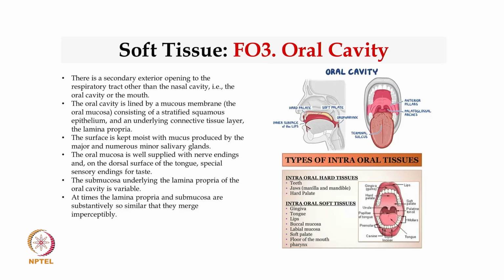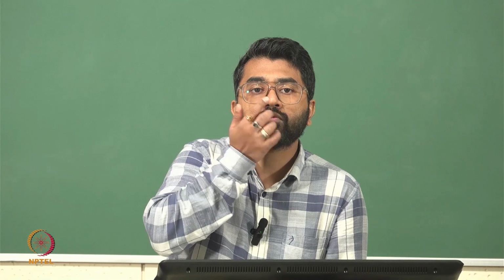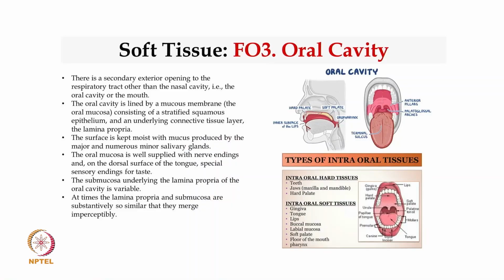So there is a secondary exterior opening to the respiratory tract. Respiration doesn't only happen from the nose, it can happen through the mouth, other than the nasal cavity, which is known as the oral cavity or the mouth, right? The oral cavity is lined by a mucous membrane, known as the oral mucosa, consisting of a stratified, which means layers, squamous epithelium, okay, and an underlying connective tissue layer known as lamina propria, right? So the surface is kept moist with mucus produced by the major and numerous minor salivary glands.